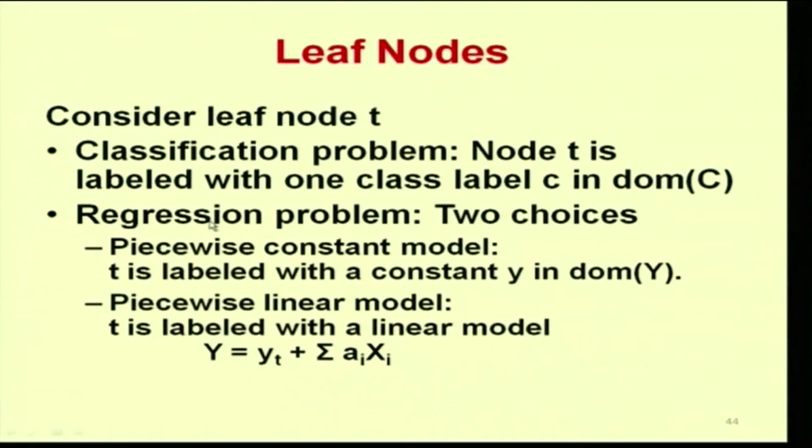In the case of regression, there are two choices. T is labeled with a constant y in the domain of y, or it is given by a line or a prediction like a linear model, a straight line. Now, let us look at the encoded information.